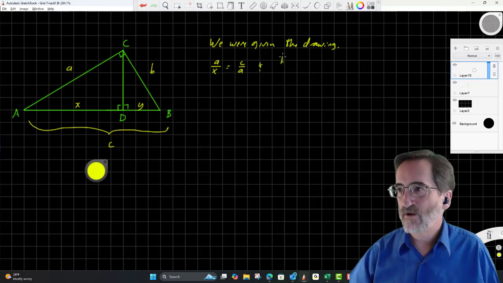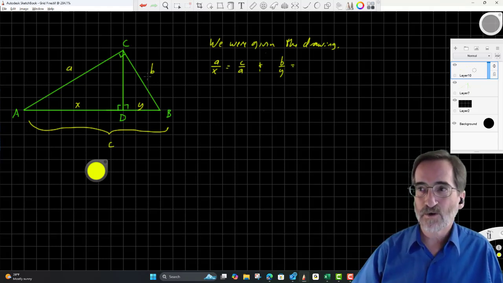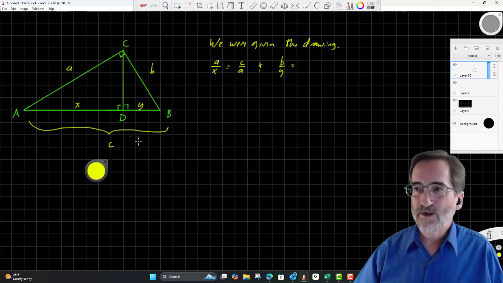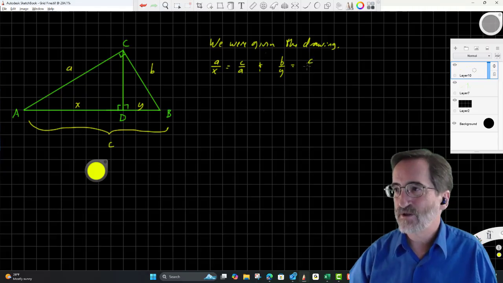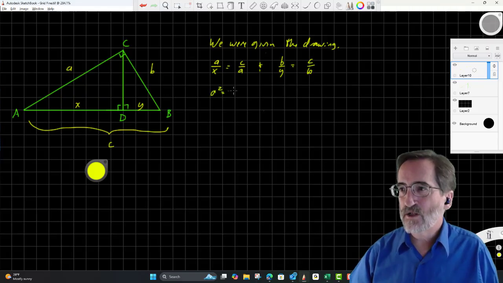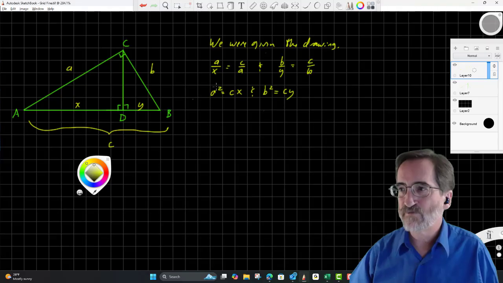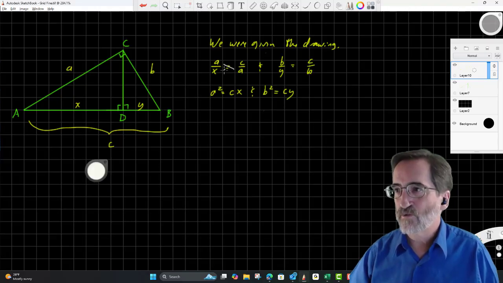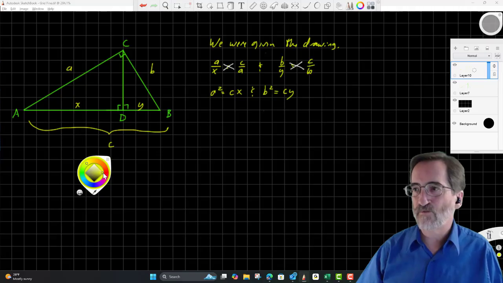Okay, and let's go with this one. B is to Y. That's hypotenuse is to short leg of the small triangle, as hypotenuse of the large triangle is to short leg of the large triangle. C is to B. Okay. Cross multiply, A squared equals CX, and B squared equals CY. Just so you see what I'm doing here, I'm cross multiplying, doing the cross products. Cross products are equal in a proportion.